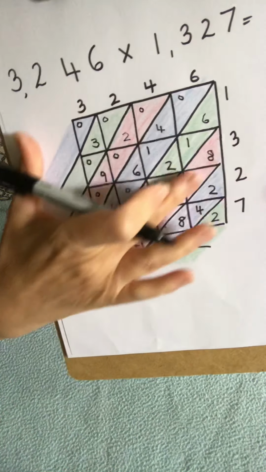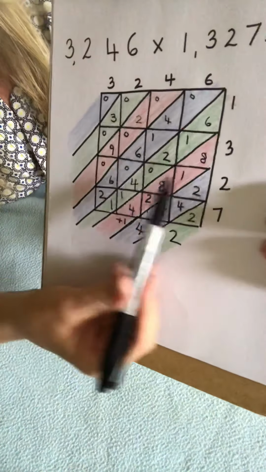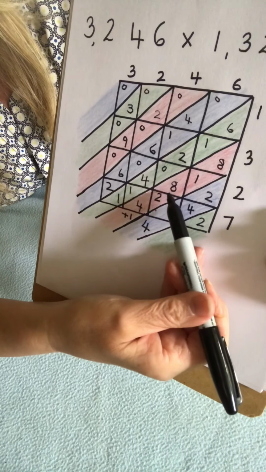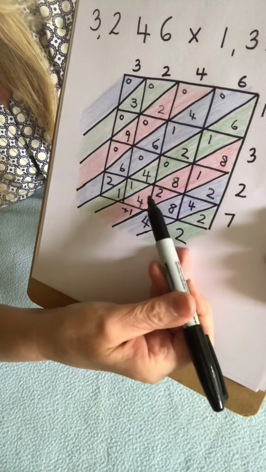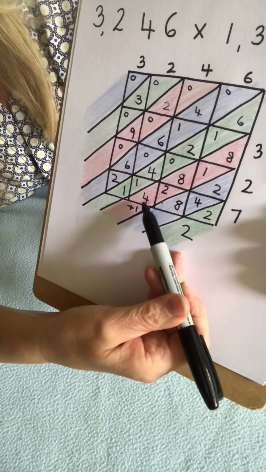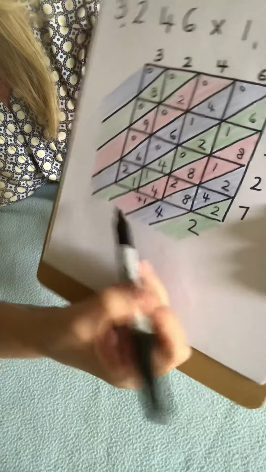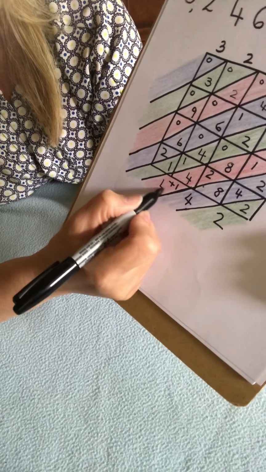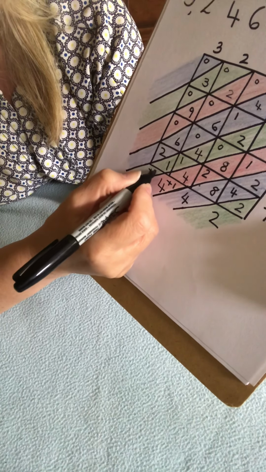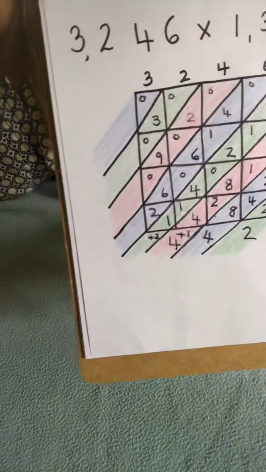Now we're going to add our hundreds. So we have 8 and 1 is 9. 9 plus 8 is 17. 17 plus 2 is 19. 19 plus 4 is 23. And an extra 1 makes 24. So we're going to write down 4, and we're going to carry over 2 this time. So write plus 2 in there.